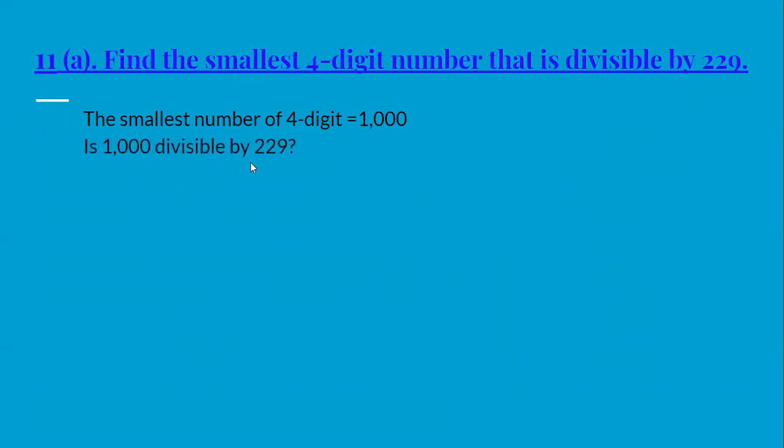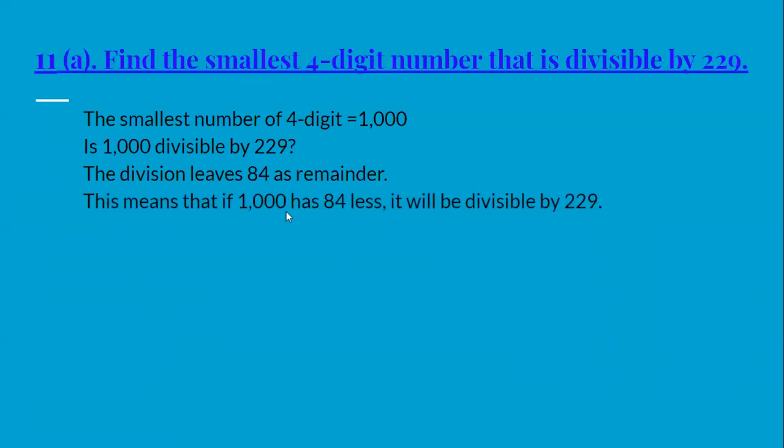Is 1000 divisible by 229? We will divide and check. The division leaves 84 as remainder. 84 is left as remainder. So this means that 1000 has 84 extra. For it to be divisible by 229, we will subtract 84. 1000 minus 84, and we will get 916. Now 916 is divisible by 229.